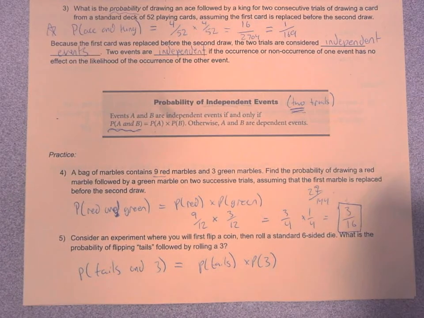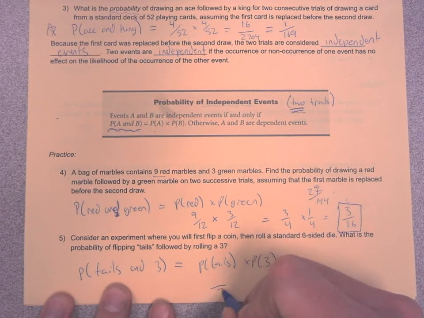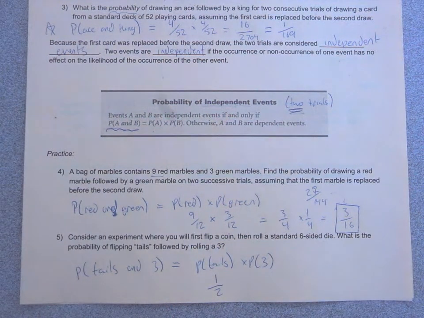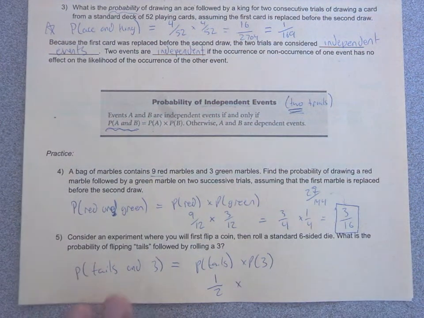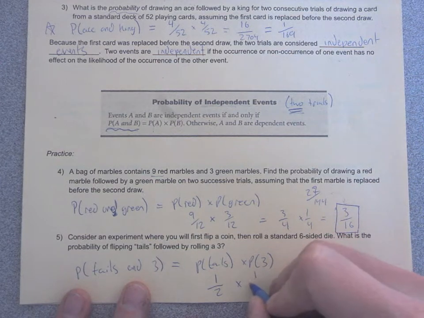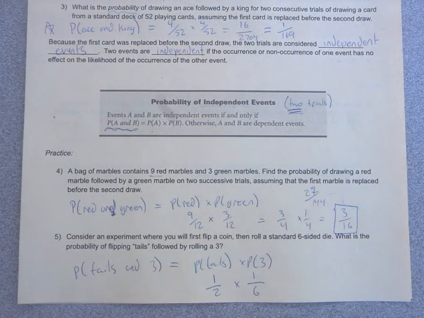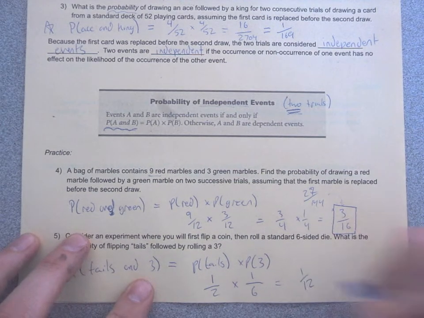Well, for the coin, there are 2 options, heads or tails, and tails is one of those 2 options. For the die, there's only one way to roll a 3, but there's 6 possible outcomes. So you're just going to multiply these 2 separate probabilities and you're going to get 1 out of 12.